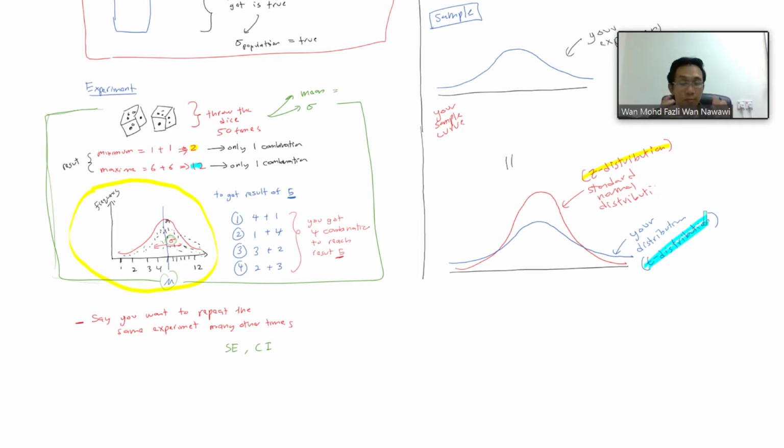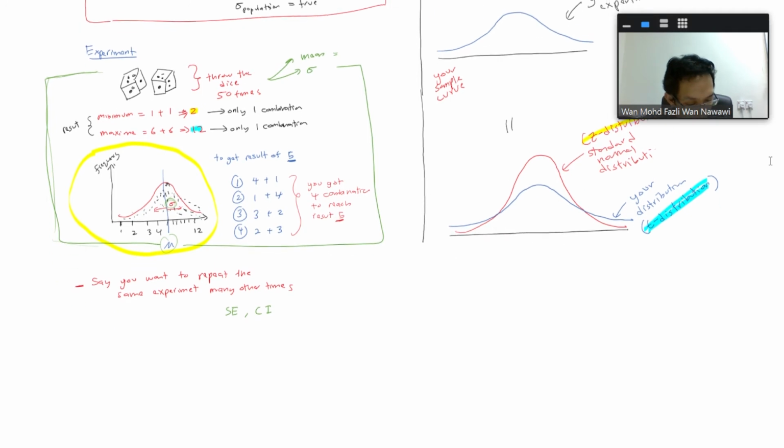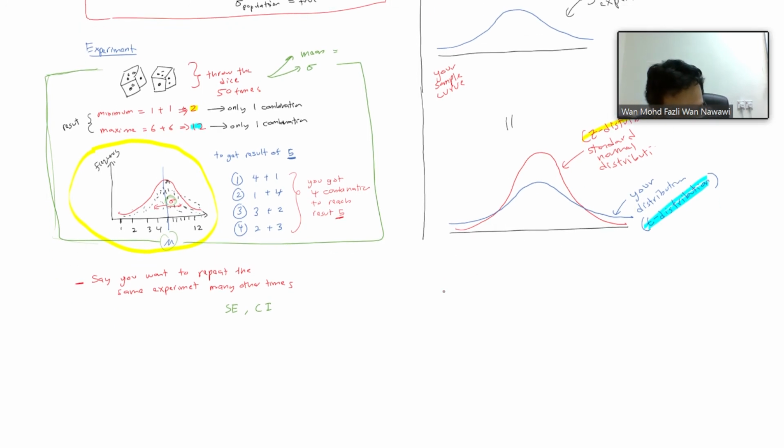So this T distribution will get closer and closer to normal if you increase the degree of freedom. Let me draw something like this. Imagine this is your normal distribution. Your T distribution, let's say I take blue. Let's say this is degree of freedom around 5.